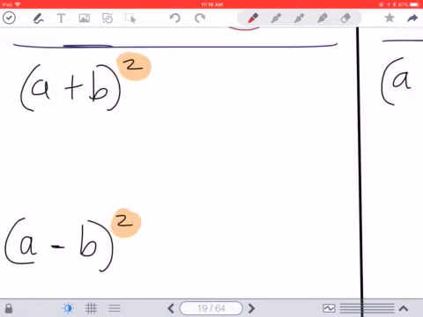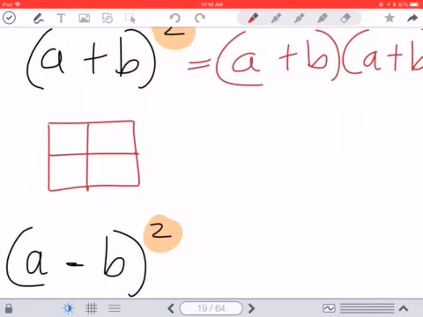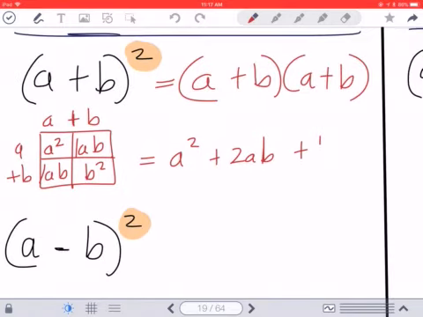And I have (a plus b) squared. I can rewrite that as (a plus b) times (a plus b). Let's use what we learned in 8-3 to figure this out, and then we'll start working with the shortcut. So this is going to be a plus b and a plus b. This is a squared. This is going to be ab right here. And this is going to be b squared. So when I simplify this, I get a squared. I get one ab and another ab, so that's 2ab. And then I get plus b squared.